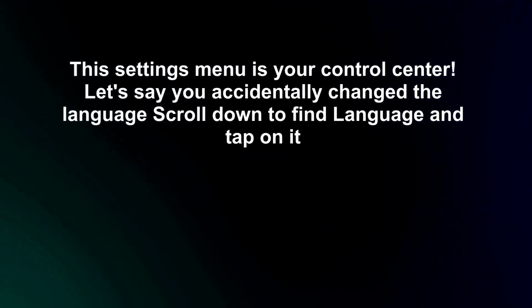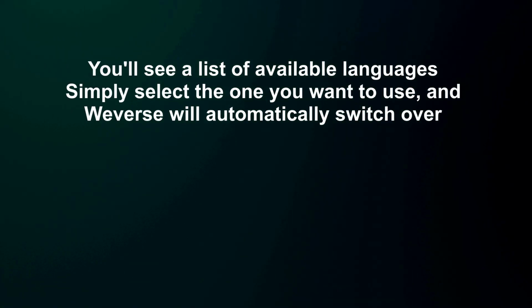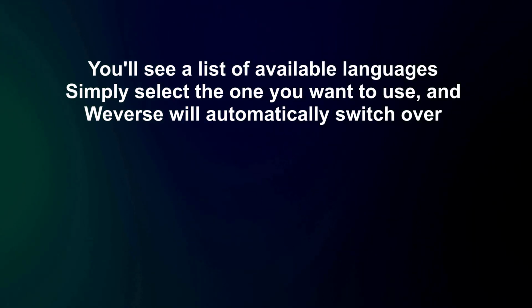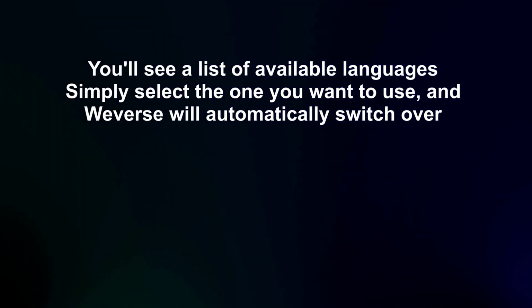Let's say you accidentally change the language. Scroll down to find language and tap on it. You'll see a list of available languages. Simply select the one you want to use, and Weverse will automatically switch over.